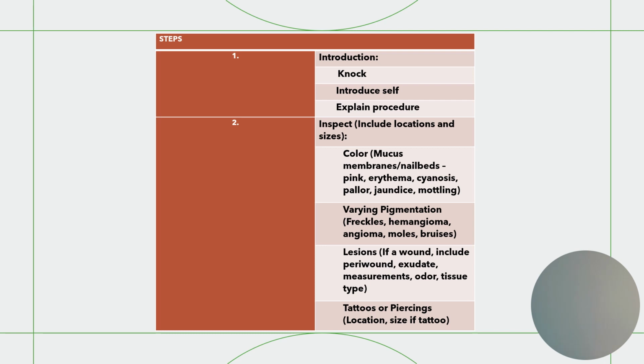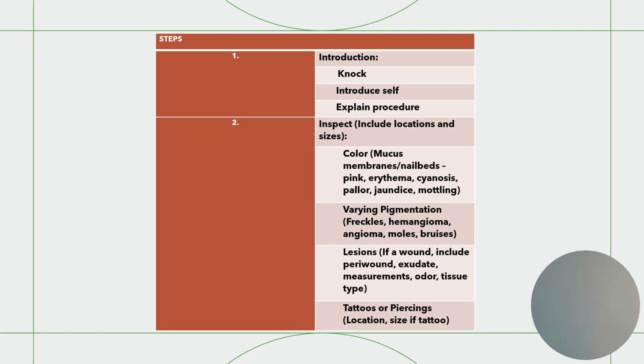Is it in just one particular area? Is it located everywhere? If it's everywhere, we can say generalized. We're looking at varying pigmentation. So are there areas of the skin where we have different colorations of the skin, such as freckles or those red spots called angiomas? Do we see moles? Do we see bruises? Again, where are they located?